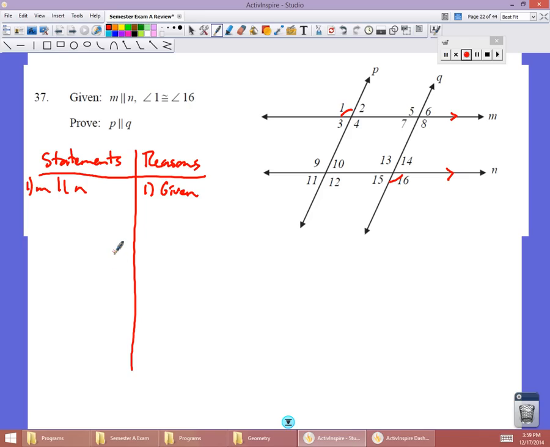From that information, well, because M and N are parallel, what angles do we know have to be the same? Well, if we take a look, 1 and 9 are going to be the same because those are corresponding angles. So let's write that next because we used the first piece of information to get that. So we're going to write angle 1 is congruent to angle 9. Oops. Didn't mean to write a P there. Sorry about that. Angle 1 is congruent to angle 9, and the reason is because those are corresponding angles.